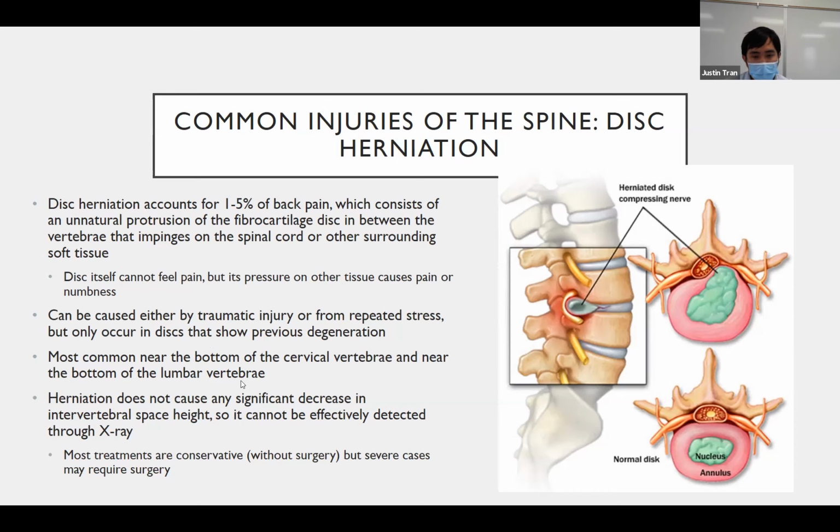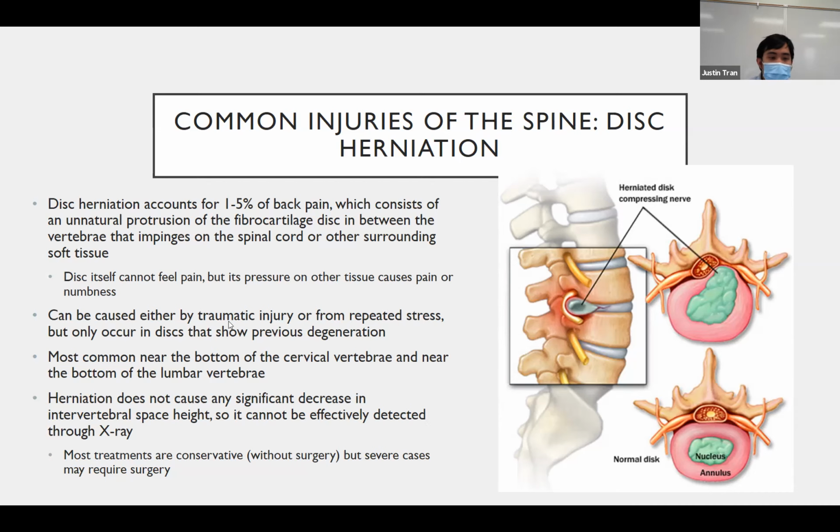Okay. So the most common places for disc herniation are going to be the bottom of the cervical vertebrae, so near the bottom of your neck. Remember, your cervical vertebrae are the very top of your spine. The other common place is the very bottom of the lumbar vertebrae, so right above your butt.